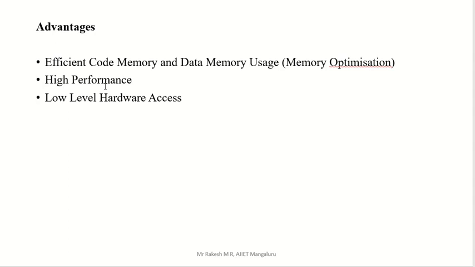Then we have high performance. Your assembly level language performance is high. Low level language performance is high. Another very good advantage is the low level hardware access. We have three types actually: high level, middle level, and low level. Accessing the hardware is very easy in this assembly level language. So these are the main three advantages of your low level language.